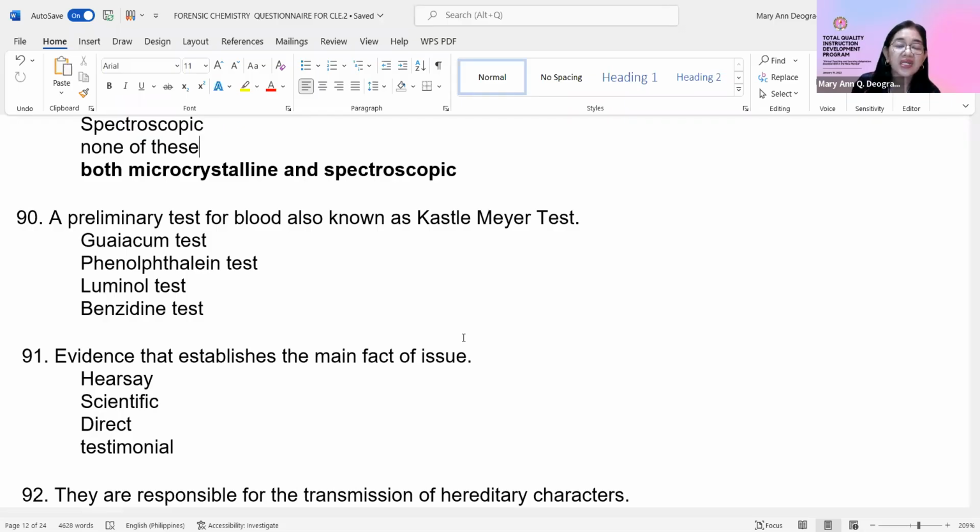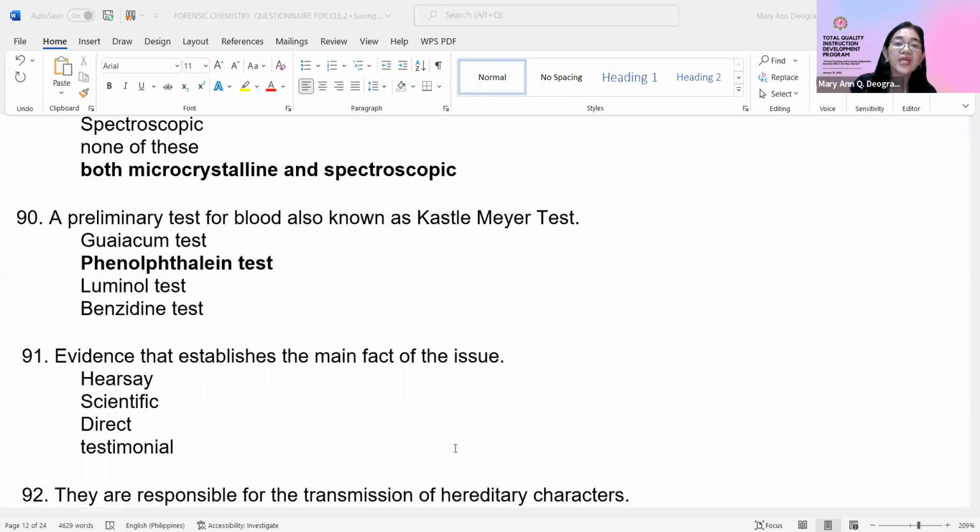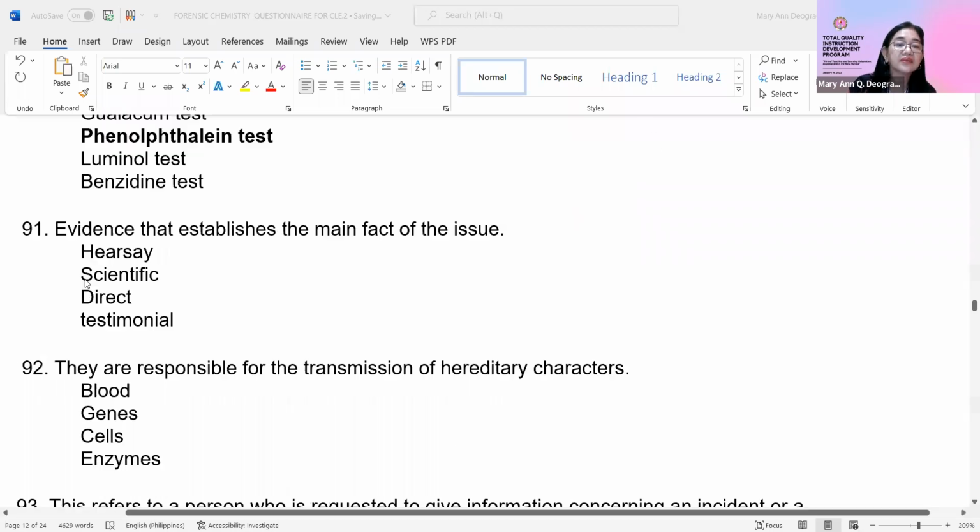Which of these is the answer? A preliminary test for blood, also known as the Kastle-Meyer test. Yes, it's the phenolphthalein. Nabanggit ko to kanina. So may mga repetition na lang ng questions o kaya inikot na lang yung question eh. Evidence that establishes the main fact of issue. Is it hearsay, scientific, direct, or testimonial? It's direct. Okay.